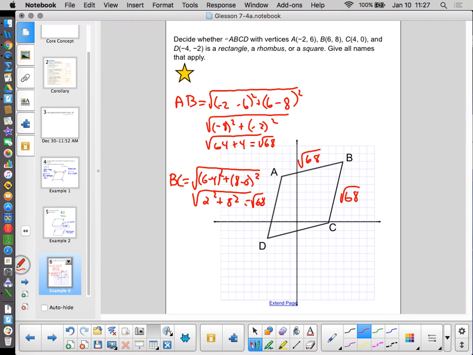Could I say it's a square? Well, I don't know. I'd have to check the slopes of the sides to see if any of the sides are perpendicular. And I'm going to leave that to you to do as part of your homework, and you're going to answer then what type of shape it finally winds up being.